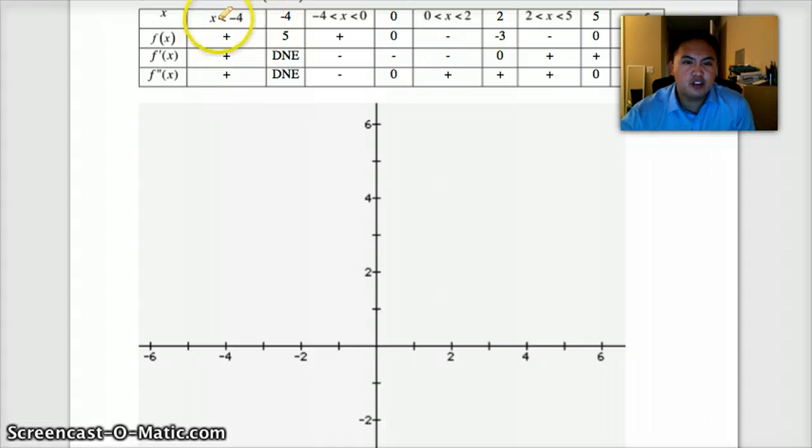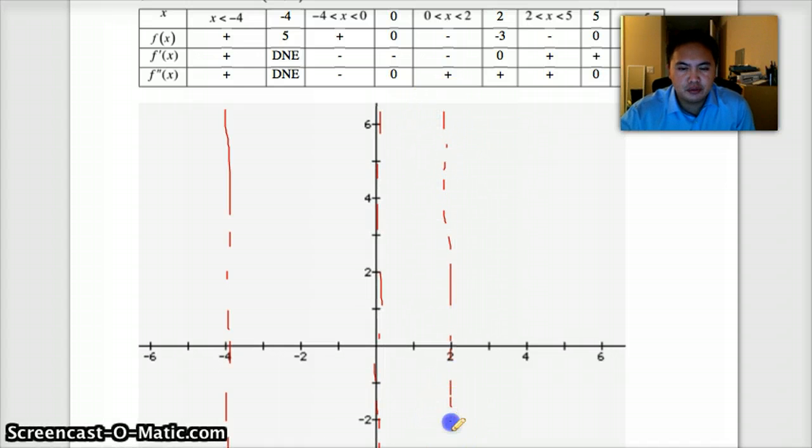I'll use dashed lines. See how it says all those less than -4? I'll make a dashed line at -4. And then the next one says -4 to 0, so I'll have a dashed line at 0. I know it's not straight, but oh well. Then I have from 0 to 2, so that's a zone. So let me put a dot at 2. And then I have another zone from 2 to 5, and then 5 on.